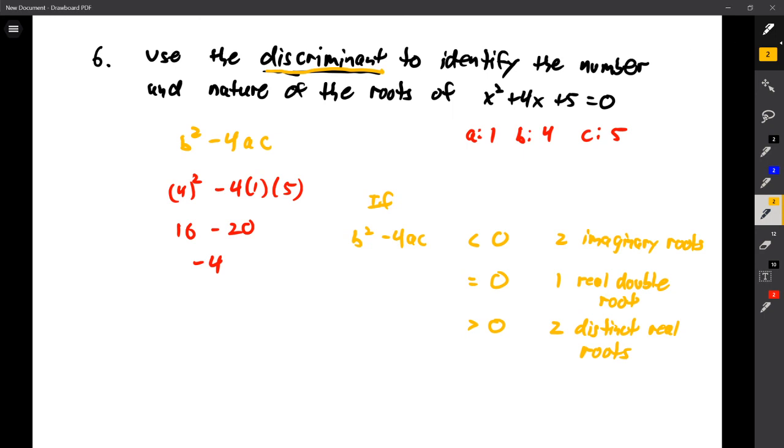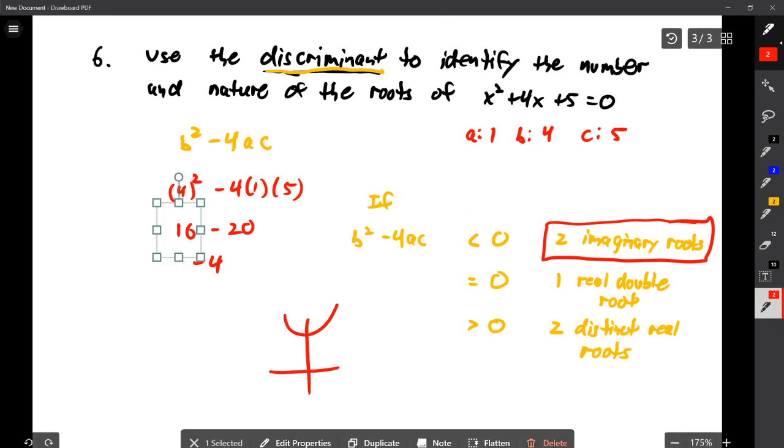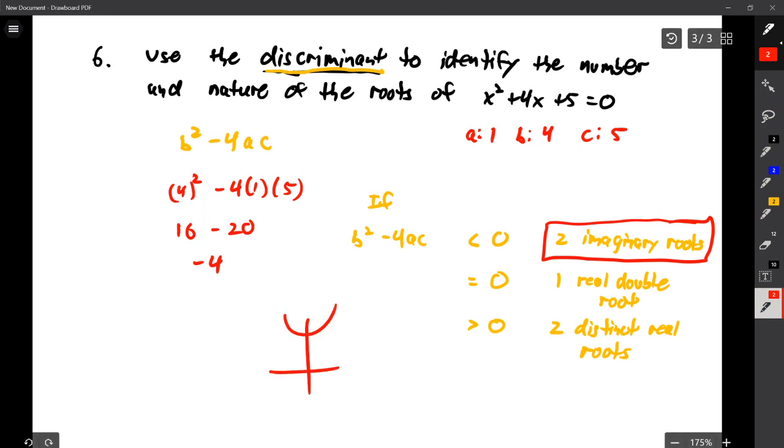So which one of these do we have? We have the negative. So our answer is we have two imaginary roots, which graphically speaking is a parabola that somewhere up here does not cross the x-axis. It doesn't touch the x-axis. And so that's what we have. So those are the 6 problems.